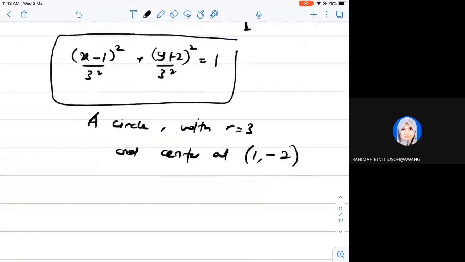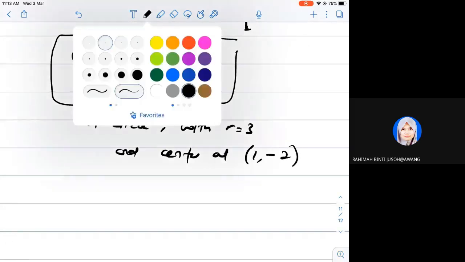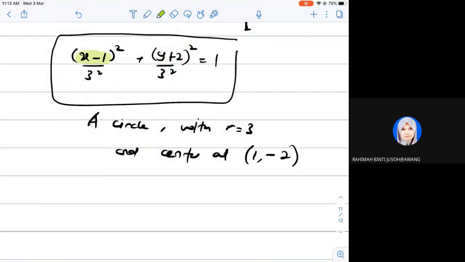Macam mana dapat 1 negative 2 tu? Dia macam ni. From here, x minus 1 equals to 0, so x equals to 1. And then from here, we have y plus 2 equals to 0, therefore y equals to negative 2. So that's why dapat center 1 negative 2.